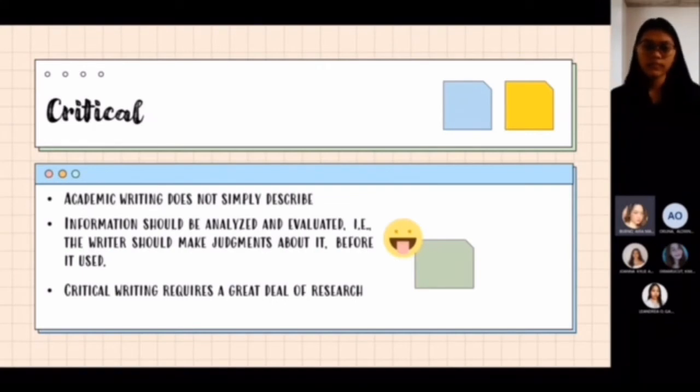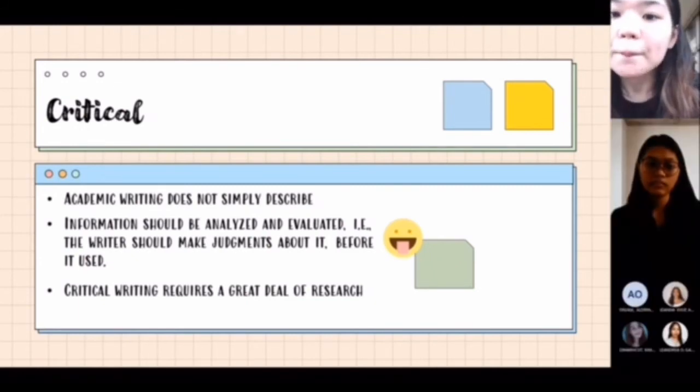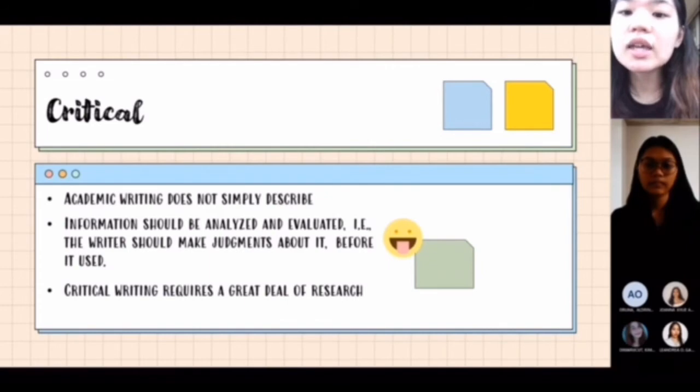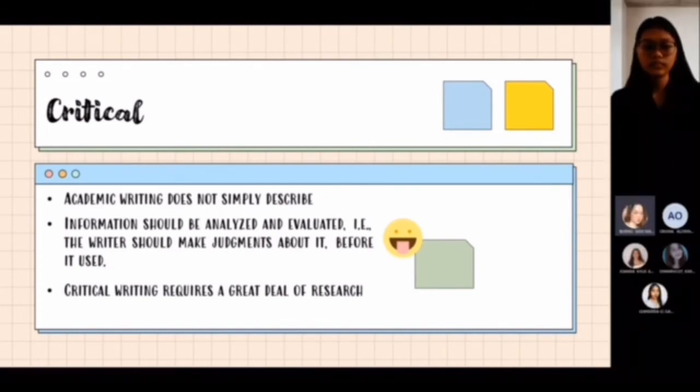So the next feature is critical. Academic writing does not simply describe information; it should be analyzed and evaluated. In other words, the writer should make judgments about it before it is used. And sometimes, in making those judgments, you may decide not to use the information at all. In order to be able to write critically, you really need to understand that not everything we read in books, magazines, brochures, news, and social media is correct or accurate. So we need to be more critical.